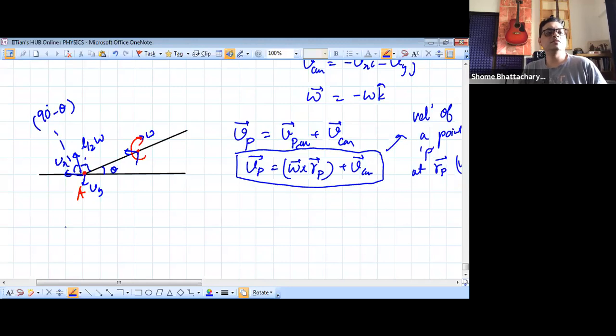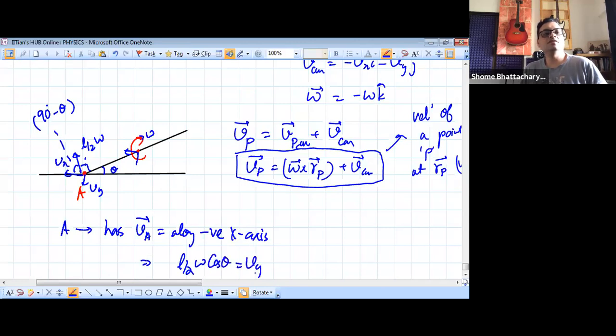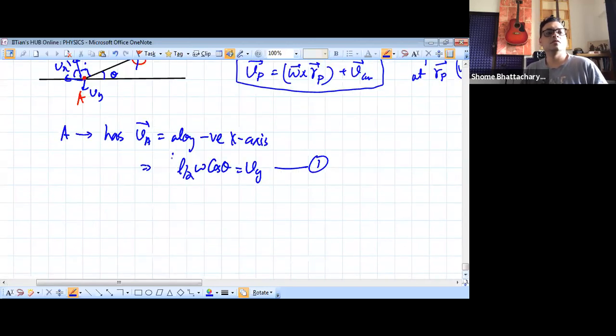So the fact that the point E has VA along negative x-axis gives us a constraint relation that L by 2 omega cos theta has to balance Vy. So in this case, we have root 3 by 4 L omega, since cos 30 is root 3 by 2, equal to Vy.